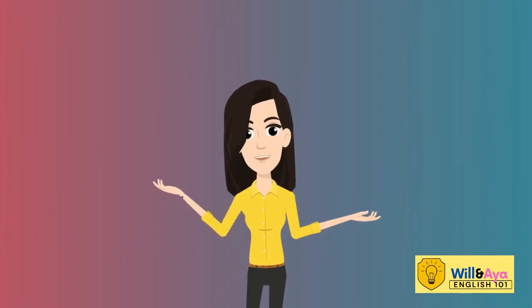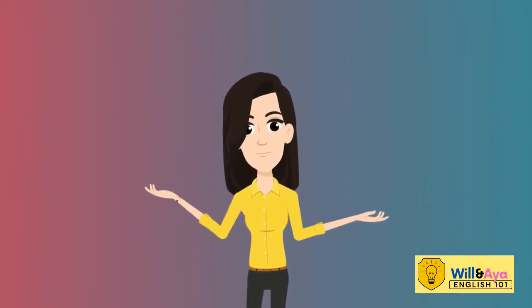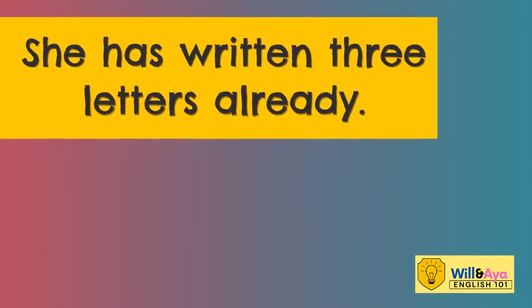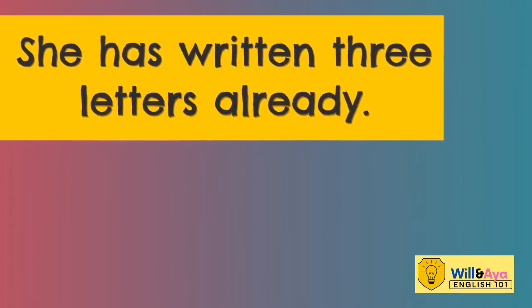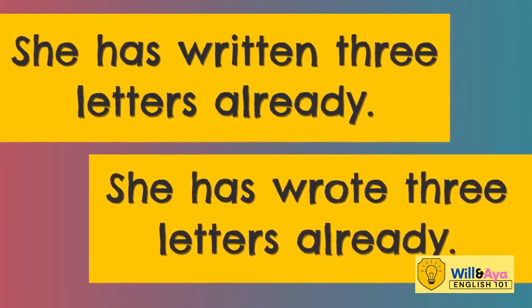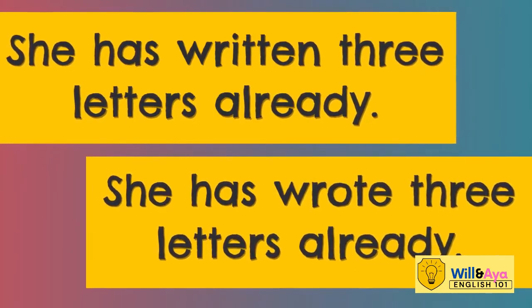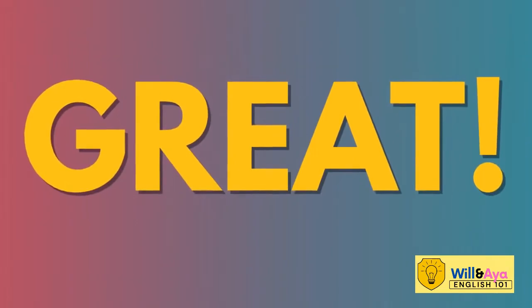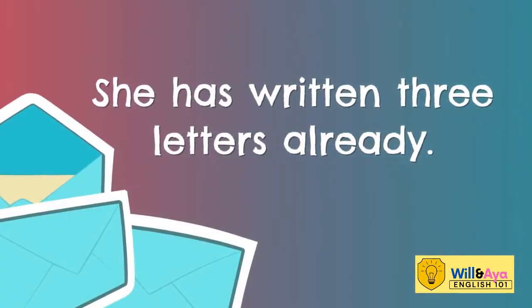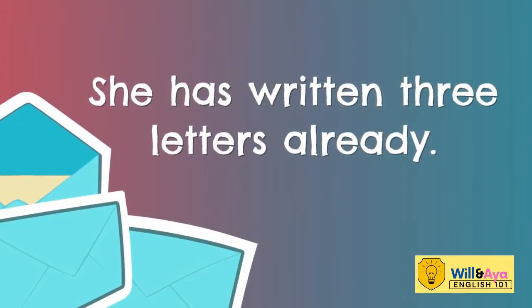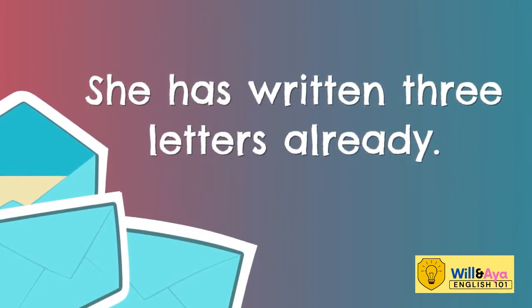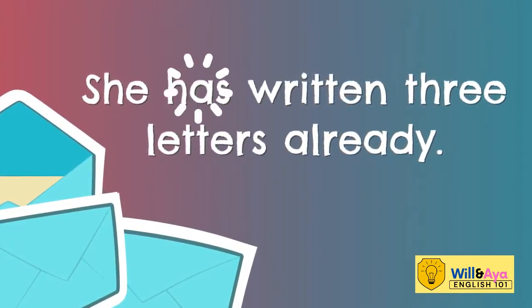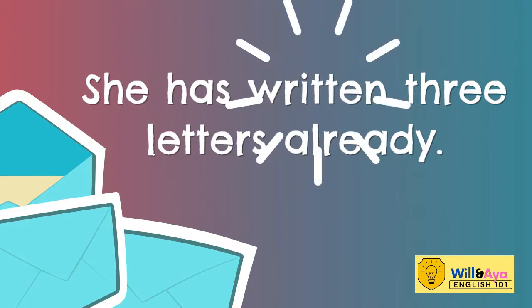So, in the sentences earlier, which one is correct? She has written 3 letters already, or she has wrote 3 letters already? Very good. She has written 3 letters already. Since we use the helping verb has, our main verb should be in the past participle form, which is written.